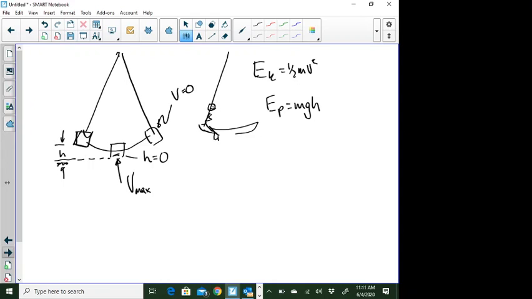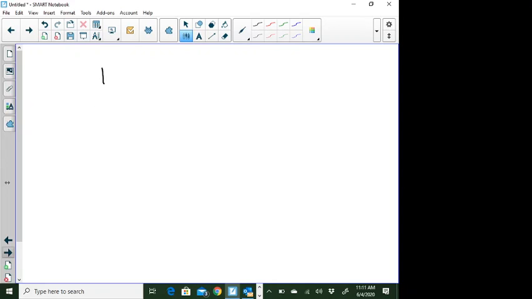Just type it. There we go. So we would say our kinetic energy at one point plus our potential energy at one point will equal our kinetic energy at another point plus our potential energy at another point.